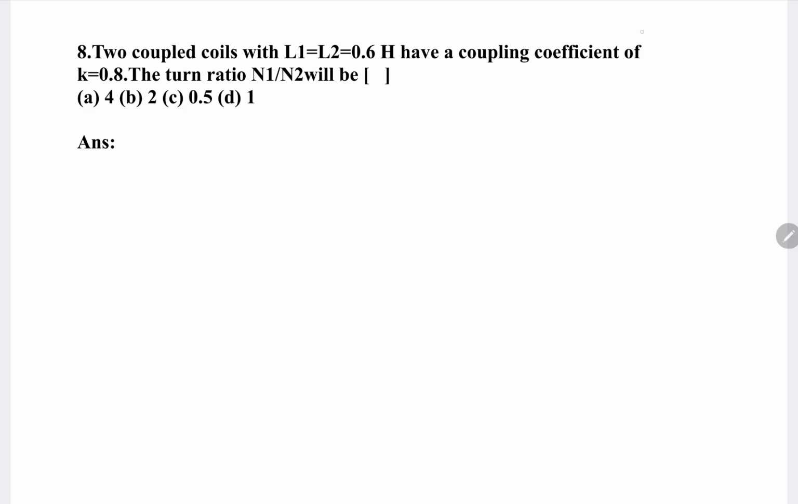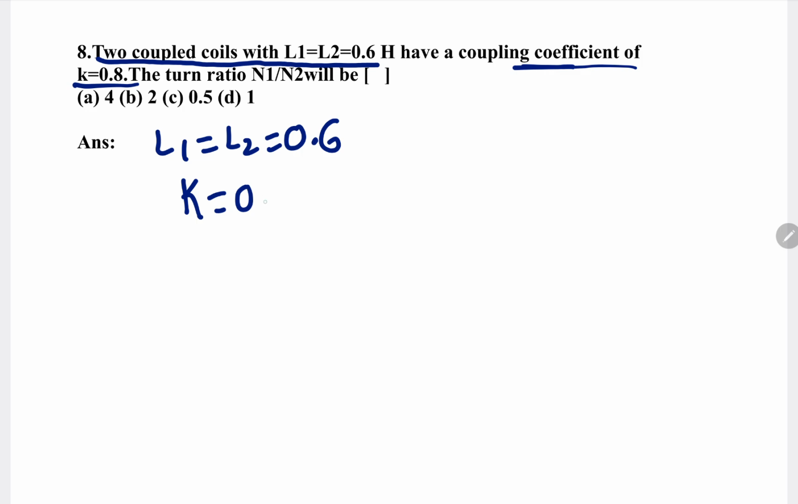Next, question number 8. Again it's about the mutual inductance or coupling coefficient. The two coupled coils with L1 and L2 equal 0.6. So L1 value, L2 value, how much is given? 0.6. Have a coupling coefficient of 0.8. So K value is 0.8 or 80%. Then turns ratio is asked: N1 by N2 value is equal to how much?